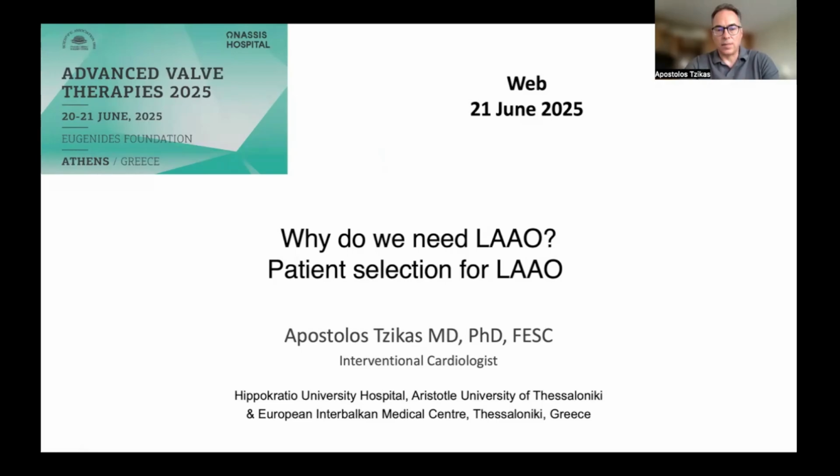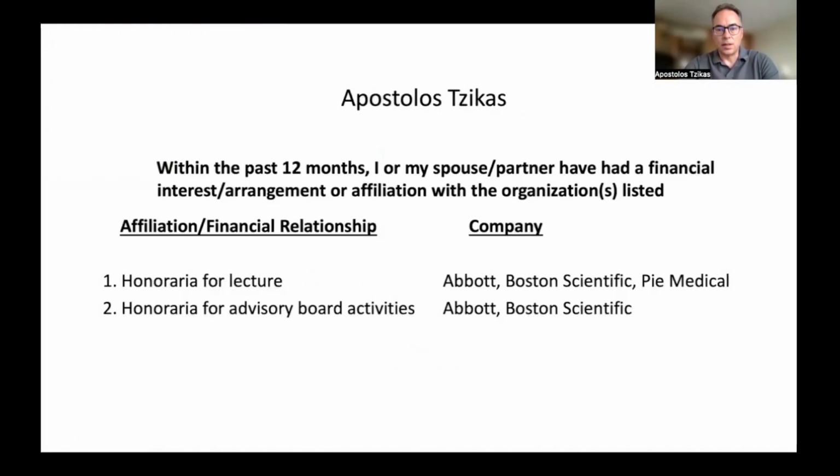I will do this lecture in English because I believe there are maybe some international participants in the meeting. We will talk about the need for left atrial appendage occlusion and particularly the patient selection. And these are my disclosures.